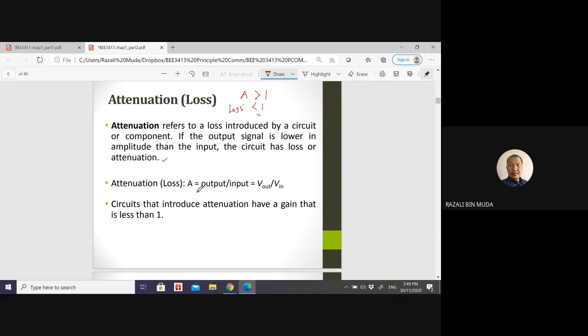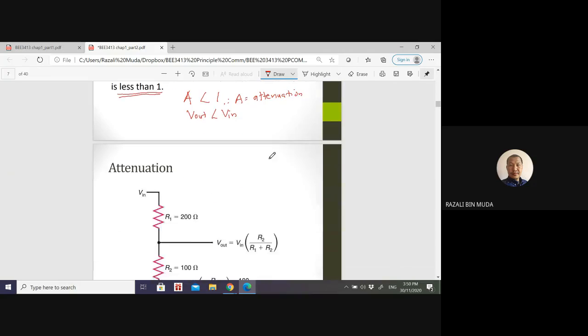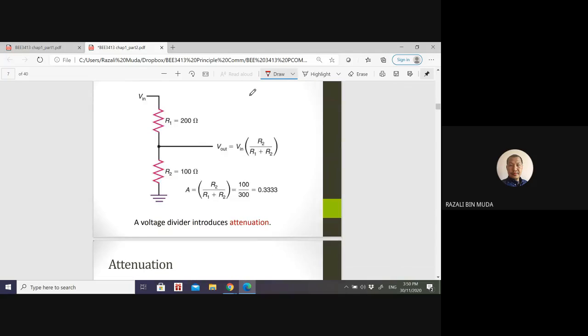The concept is similar, where you have output over input also. Okay, less than 1. Meaning if A is less than 1, then A becomes attenuation. A less than 1 means V out is less than V in. It becomes smaller. So there is attenuation. So this is the example for attenuation.